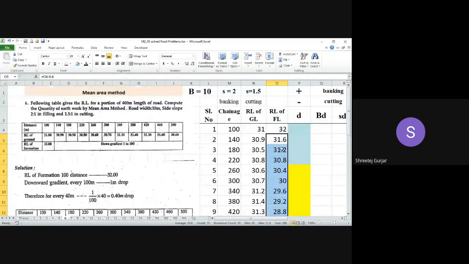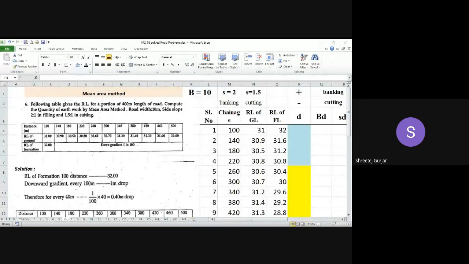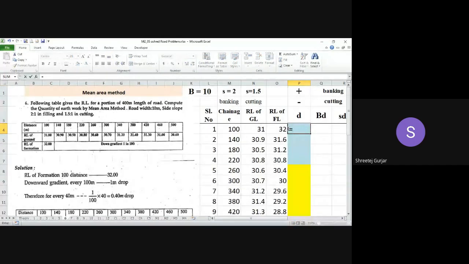So now we have found out the RL of formation level. What about depth? Can anyone tell me how do you calculate depth? D is equal to what? Quickly reply. RL of formation level minus RL of ground level. Yes, correct. So this is your depth. Similarly, you have to calculate for all of these values. I'll just drag it. So we have found out all the depths.